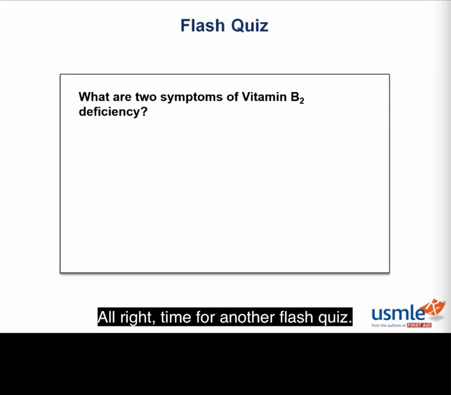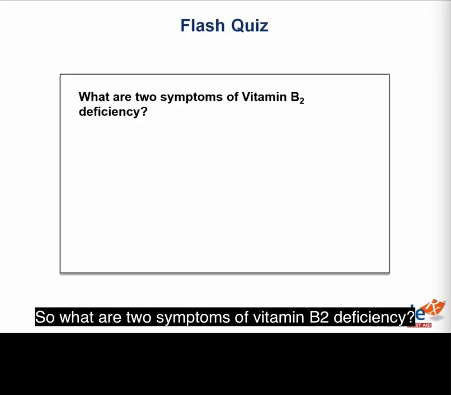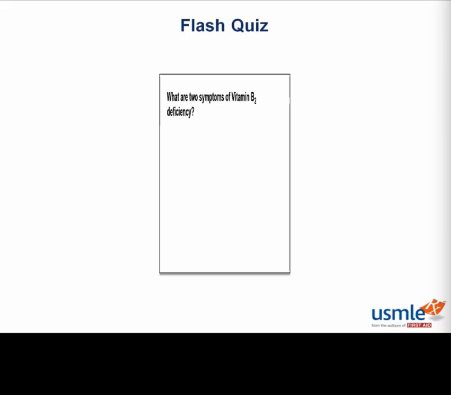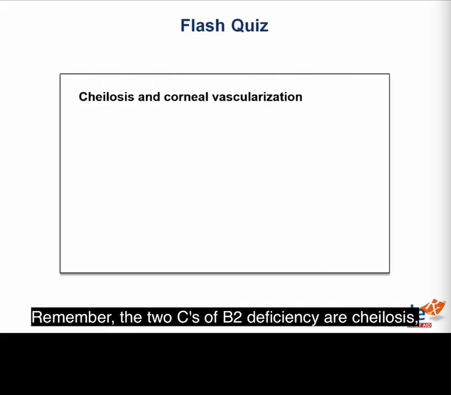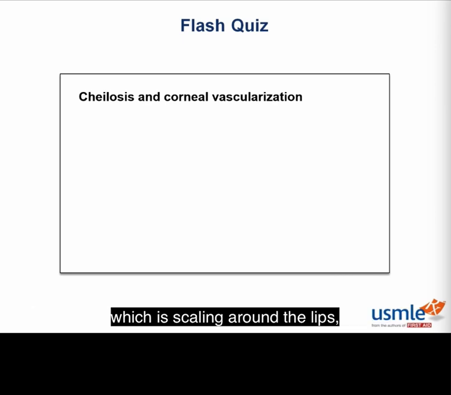Alright, time for another flash quiz. So what are 2 symptoms of vitamin B2 deficiency? Remember, the 2 C's of B2 deficiency are chelosis, which is scaling around the lips, and corneal vascularization.